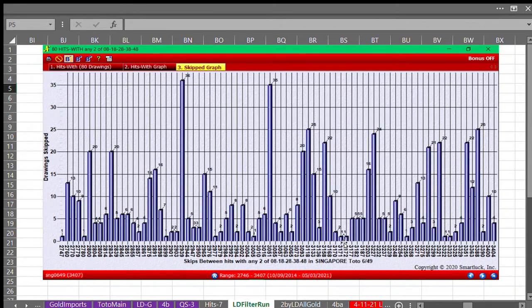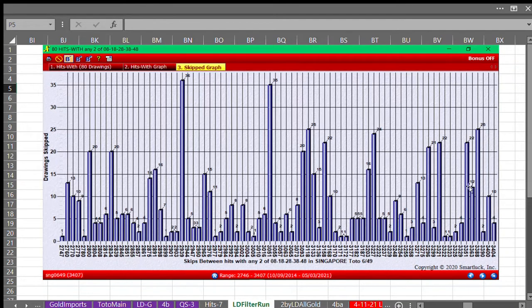Now you had here the last digit 8's, it repeated 2 drawings in a row. And you can also verify it here because it's 3171 and then 3172. So the skip is 0, it repeated. Okay, it didn't miss one drawing. It was back-to-back drawings. So that's the skip graph.